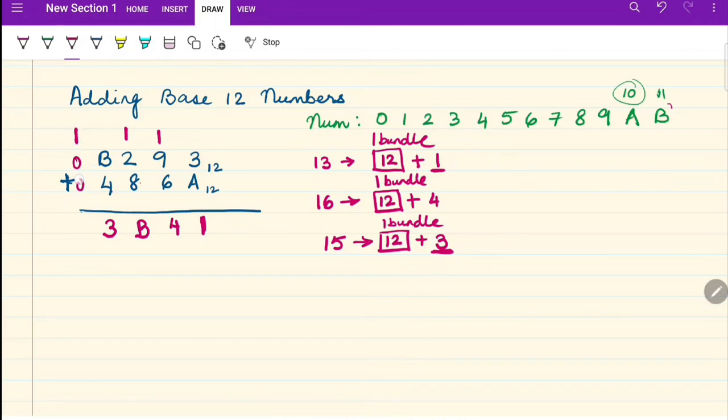Think of these digits to the left of these numbers as 0. So 1 plus 0 plus 0 is a 1, and we are completed with our addition. All right, so when we add B293 base 12 and 486A base 12, we get a value which is 13B41 base 12. Right?